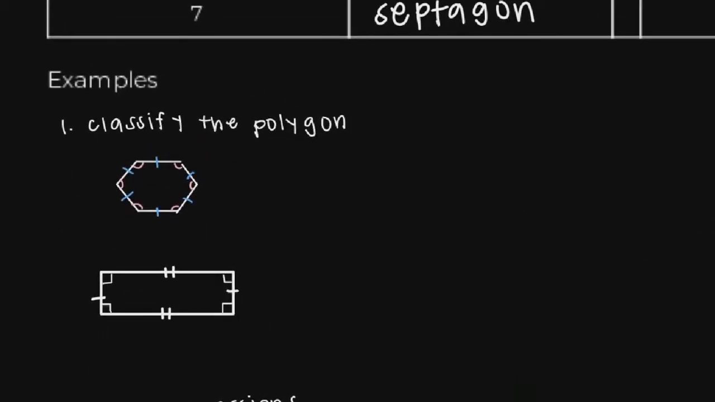So let's start with some examples. We have classify the polygon. So in the first example here, we have 6 sides. So we know that's going to be a hexagon. And the blue dashes mean that all the sides are congruent, and the pink mean that all of the angles are congruent. So this is called a regular hexagon.